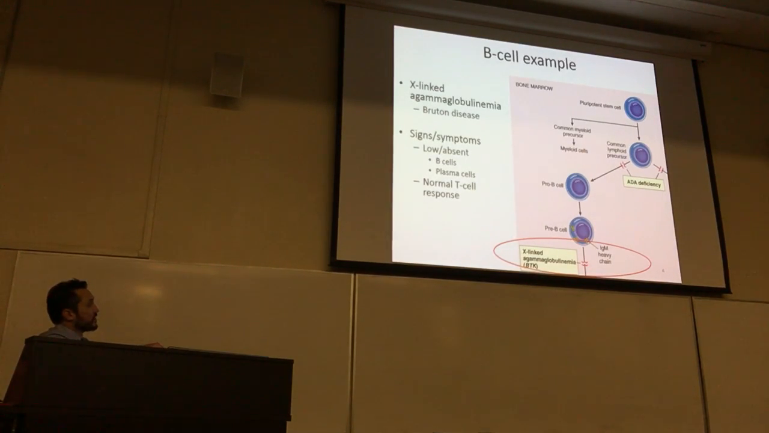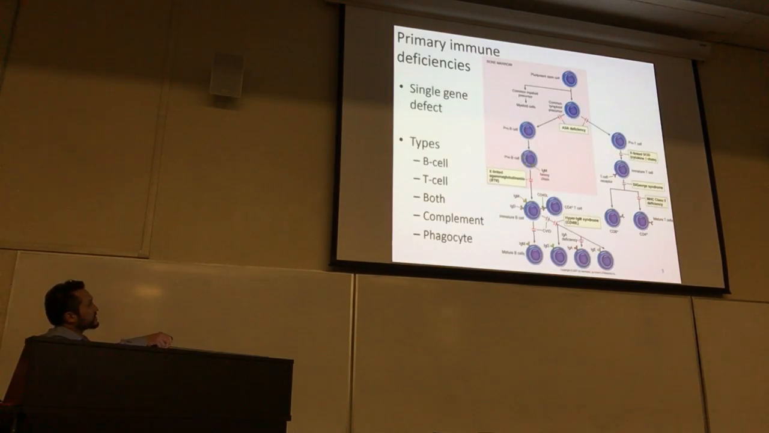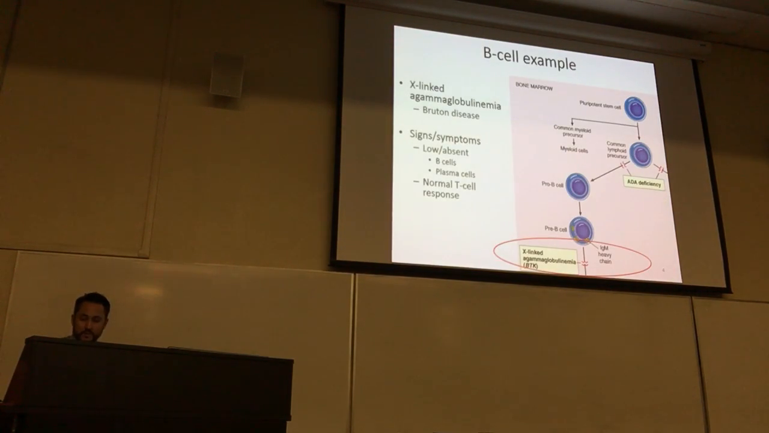Right? So if you pause right here, you only make pre-B cells. If I back up one slide, that's this one right here. You don't make any of the mature B cells, so you don't make any of the antibodies. You only make pre-B cells, but they don't differentiate. The problem is that the heavy chain is synthesized, but the light chain is not, so it's incomplete. The signs and the symptoms in patients are either low or absent B cells. They have low or absent plasma cells, underdeveloped lymph nodes, but they actually have a very normal T cell response.